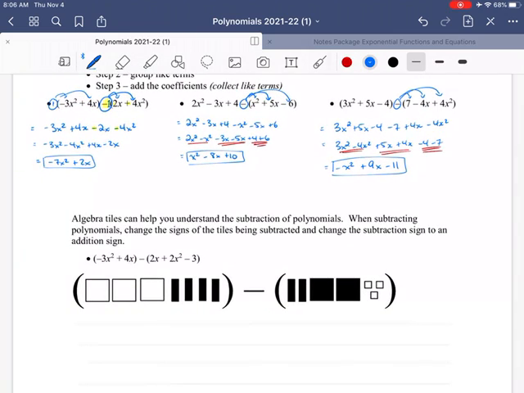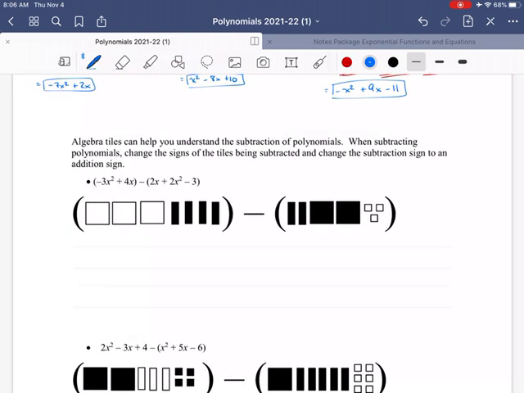Algebra tiles can also help you understand the subtraction of polynomials. When subtracting polynomials, change the signs of the tiles being subtracted and change the subtraction sign to an addition. All right, so what does this mean? Well, the first set of algebra tiles is going to remain exactly the same. So we've got negative 1, negative 2x squared, negative 3x squared, and then we've got positive 4x.